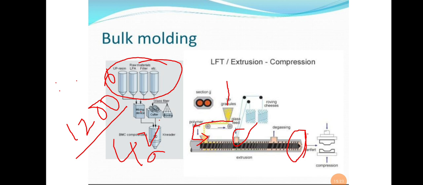Next we will concentrate on module 3, related to laminates. In this one, we only concentrated on bulk molding.